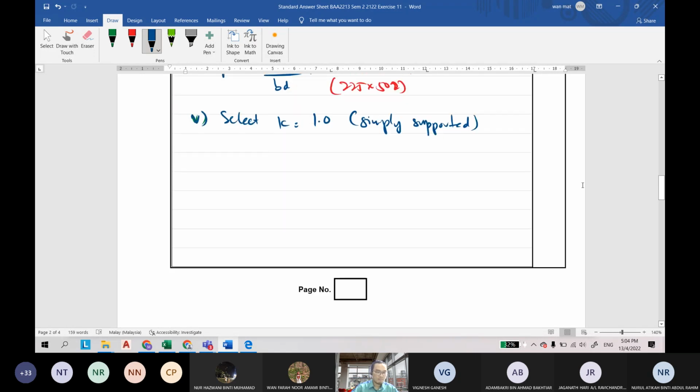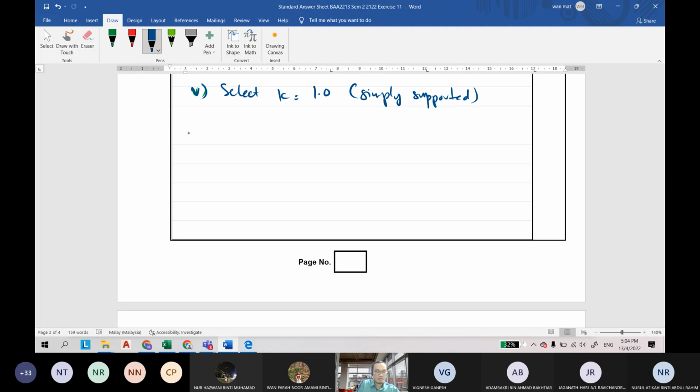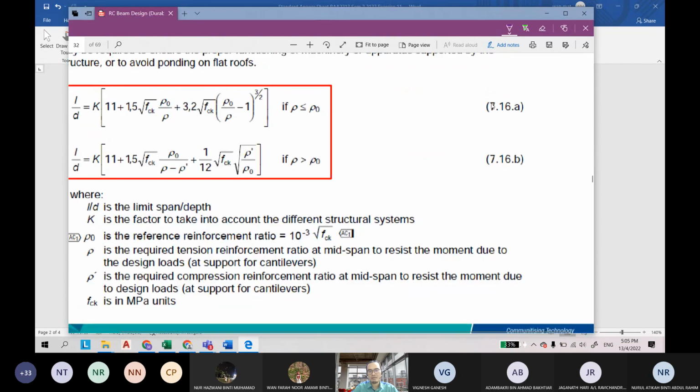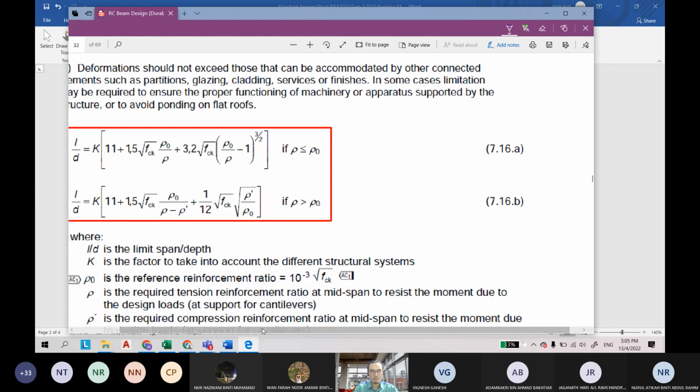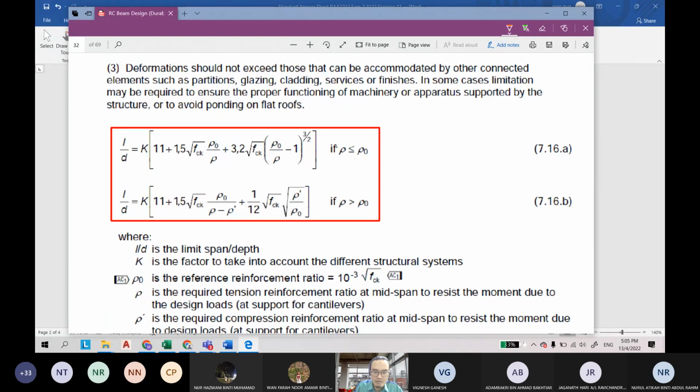And then we check number five, L over D basic. We have two equations, and you must select which equation to use, either equation 7.16A or 7.16B. How to check depends on the value of rho compared to the rho naught we calculated before. If rho is less than or equal to rho naught, we use equation A, and equation B is if our rho is greater than the rho naught.